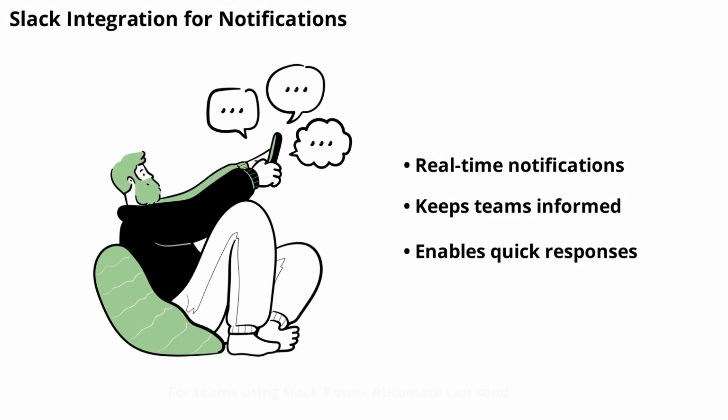For teams using Slack, Power Automate can send real-time notifications about financial events, such as payment approvals or budget updates. This keeps everyone informed and allows for quick responses to important changes, even if your team isn't using Microsoft Teams.